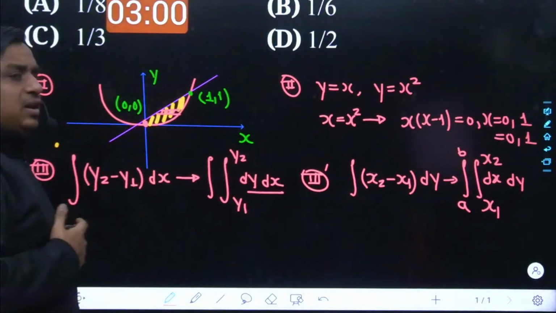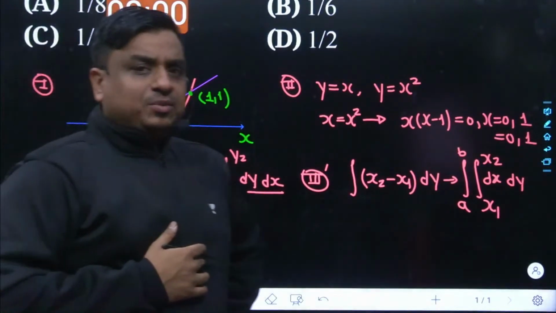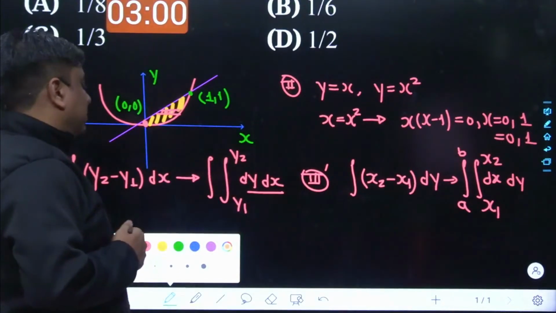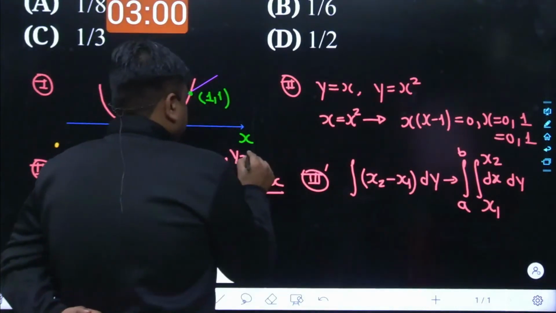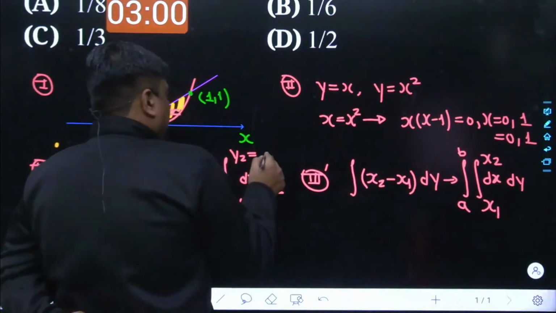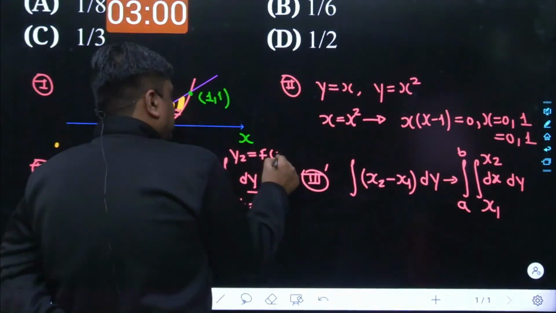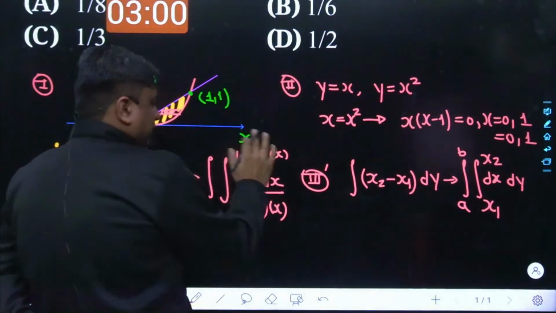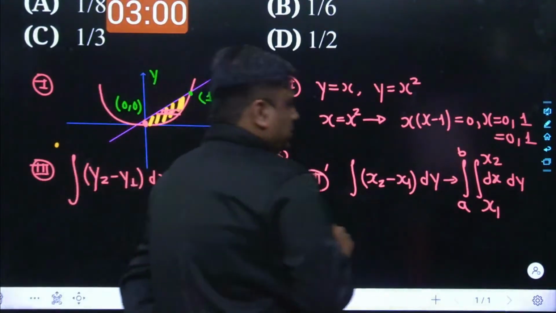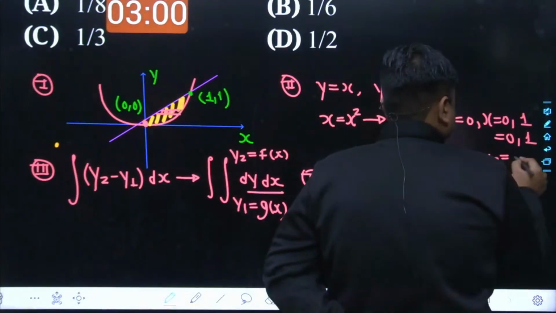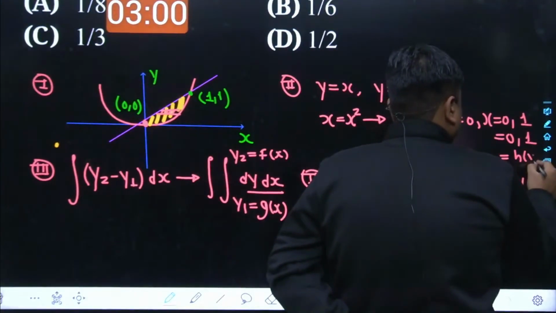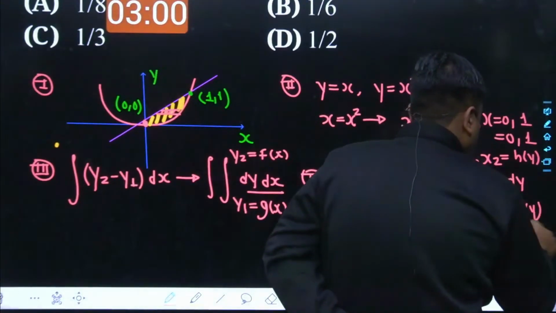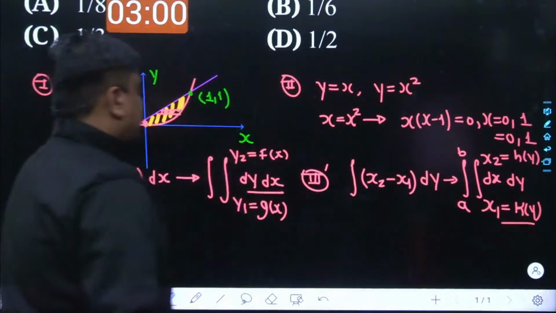So how will I know whether a vertical strip or a horizontal strip is being used while solving this problem? It solely depends on which kind of structure we have. If we have an x over here, definitely the vertical strip is chosen. And if we have a y over here, definitely the horizontal strip is chosen.